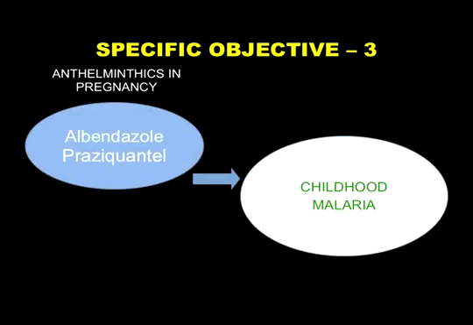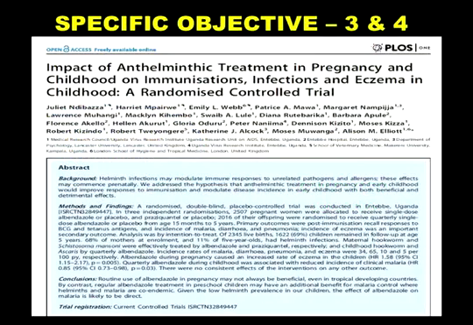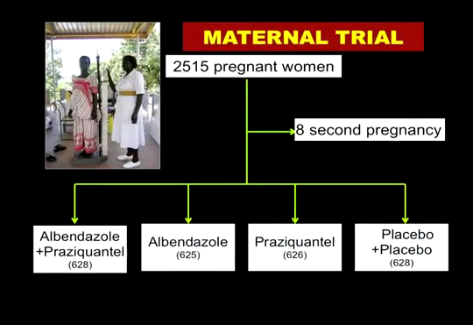The third objective was then to look at the anthelminthics in pregnancy, albendazole and praziquantel, on childhood malaria. The results for this analysis are published in that paper. For the maternal trial, 2,515 pregnant women had been enrolled at the start. 8 were excluded because they were found to have been enrolled a second time. So we had, at the end, 4 groups. Mothers received either albendazole plus praziquantel, albendazole alone with a placebo for praziquantel, praziquantel with a placebo for albendazole, or 2 placebos.